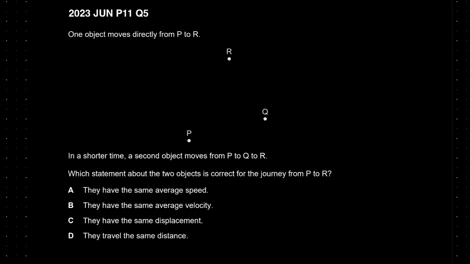This is slightly more technical as a question. One object moves directly from P to R. So one object just goes all the way like this. In a shorter time, so it takes less time now, a second object moves from P to Q and then Q to R.